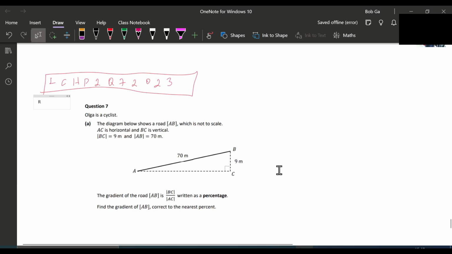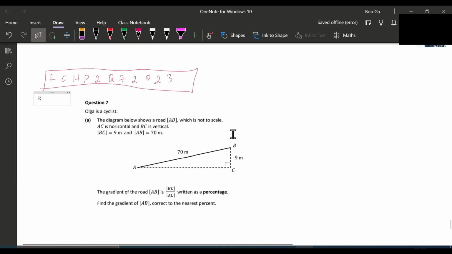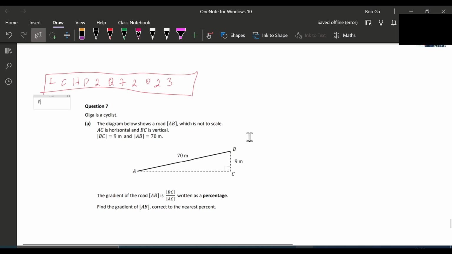In this video, I'll be providing a solution to the Leaving Cert Higher Maths Paper 2, Question 7 of 2023. So part A is asking us as follows: a cyclist. The diagram below shows a road AB, which is not to scale, of course. AC is horizontal and BC is vertical, and the distance BC is equal to 9 meters and AB is equal to 70 meters.